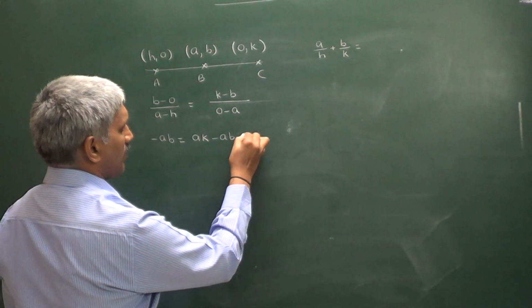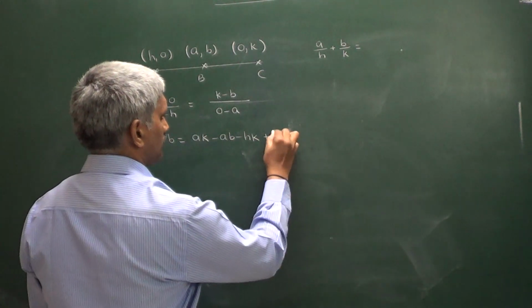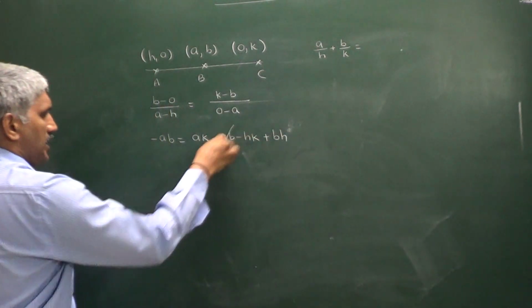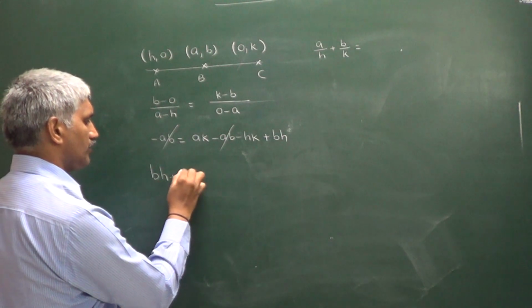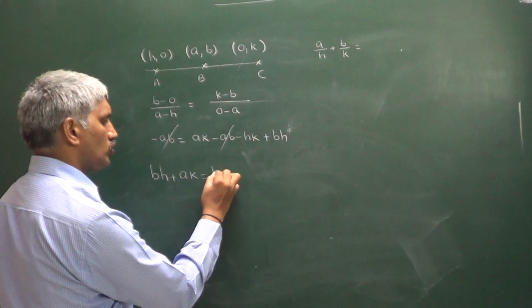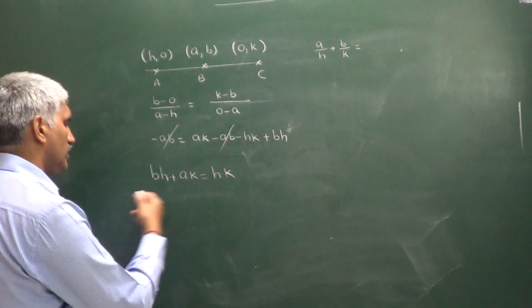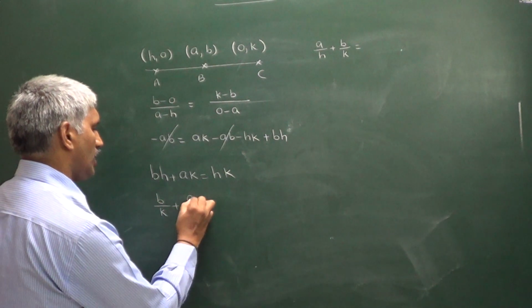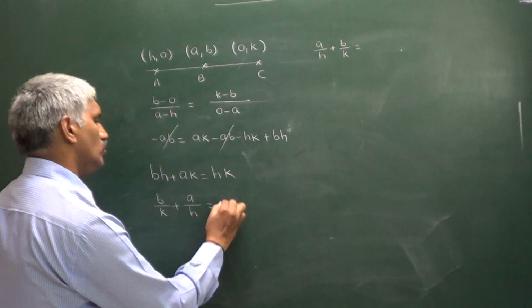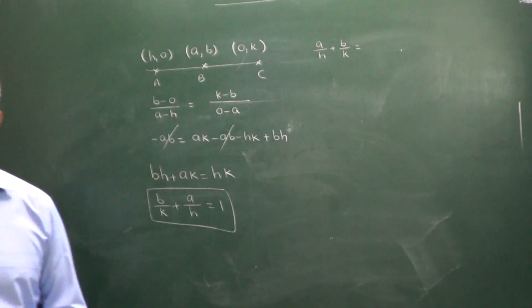Now the simplification: minus ab is equals to hk minus ak, minus ab minus hk plus bh. Minus ab cancel. We will get bh plus ak is equals to hk. Divide the equation with hk. What we will get? If you divide with hk, we will get b by k plus a by h is equals to 1. So that is the idea behind the slope concept, right?